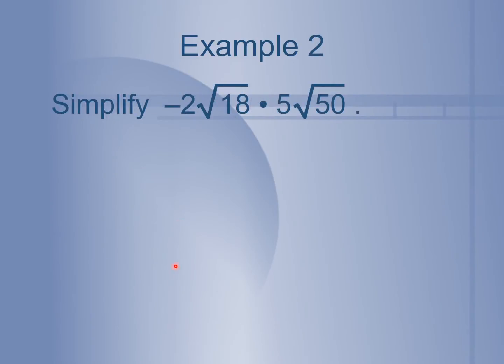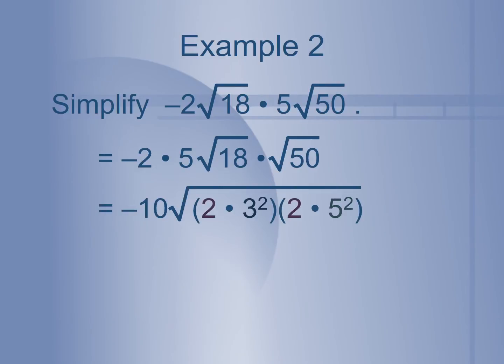Alright, so for this next example, we have negative 2 square root of 18 times 5 square root of 50. Now the negative 2 and the 5, we will just multiply to get negative 10. And then the square root of 18 and the square root of 50, since the index is 2 for both, that means we can multiply 18 and 50 together. But before we do that, we need to break down 18 and 50 into prime numbers. You can use a factor tree if you like. 18 breaks down to 2 times 3 squared, and 50 breaks down to 2 times 5 squared.